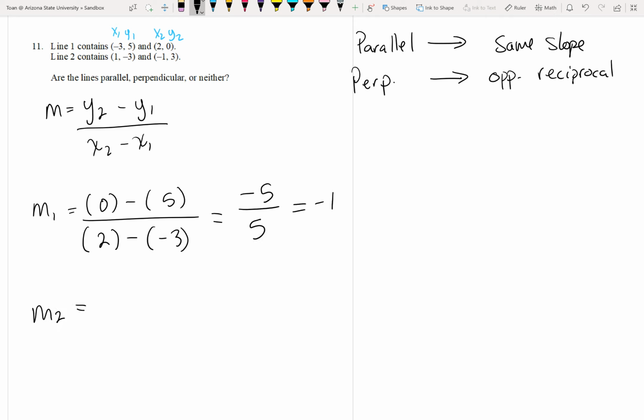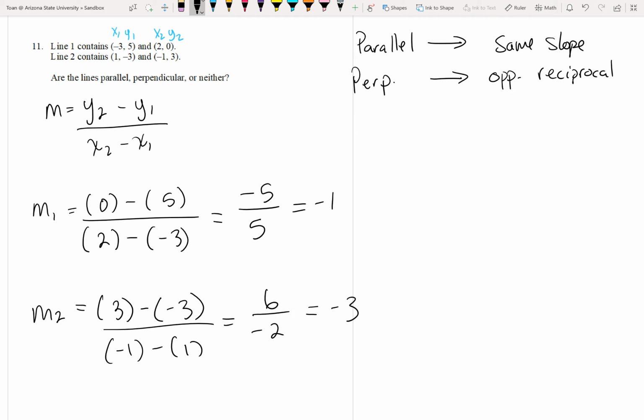Do the slope formula for line 2. We're going to use these sets of points here. So y sub 2 for line 2 is 3 minus y sub 1 is negative 3, all over x sub 2 is negative 1 minus x sub 1 is 1. So that gives you 6 over negative 2, which equals negative 3. They are not the same. They are not opposite reciprocals of each other. So these two lines that contain their separate points, they're nothing special to each other. They're neither. They just intersect regularly. So they're not parallel, nor are they perpendicular.